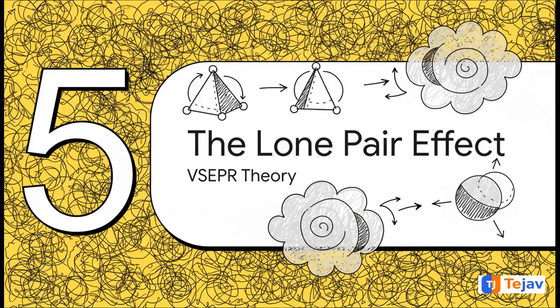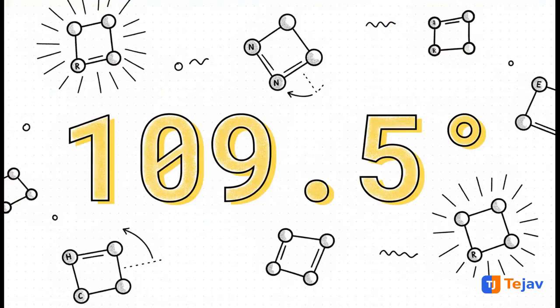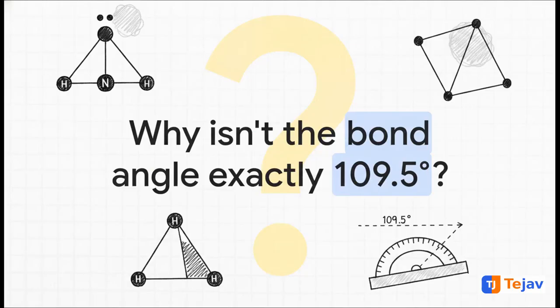Now for the lone pair effect. We're going to apply VSEPR theory, that's valence shell electron pair repulsion theory, to see how these electron clouds actually repel each other in real time. In a perfect, totally symmetrical world, any atom that undergoes sp3 hybridization naturally wants a bond angle of exactly 109.5 degrees to minimize repulsion. So here is the mystery.